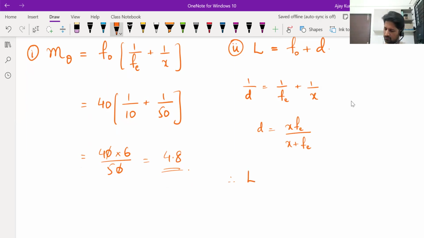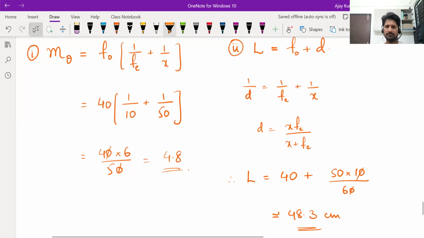Therefore, the length of the telescope in this case becomes f naught, which is 40, plus, we wanted the image to form at 50 centimeters, Fe is 10, divided by 50 plus 10, 60. 50 by 6 is 8.3 approximately. So 40 plus 8.3, 48.3. Okay, the answer is close to 48.3 centimeters. Yes, sir.